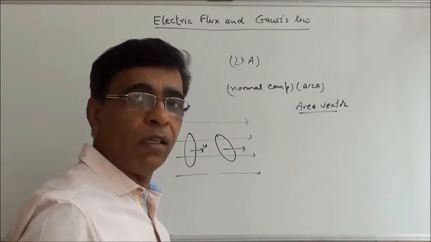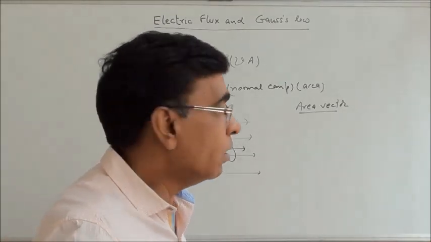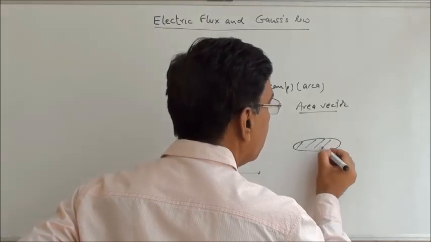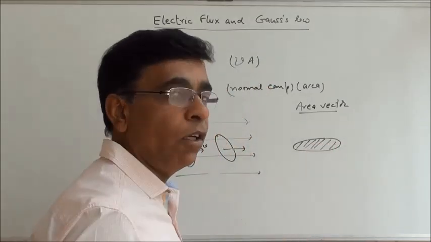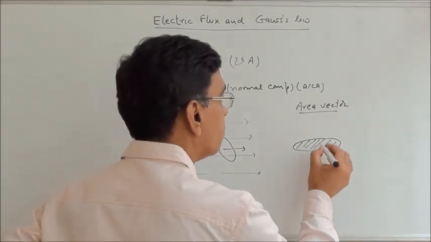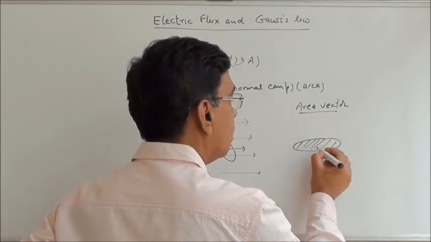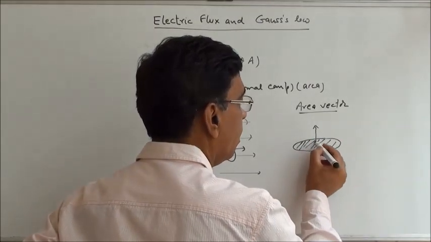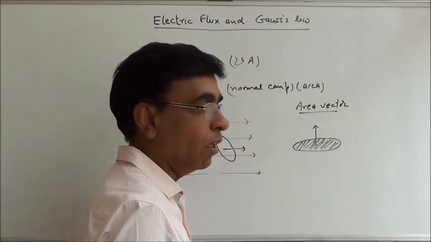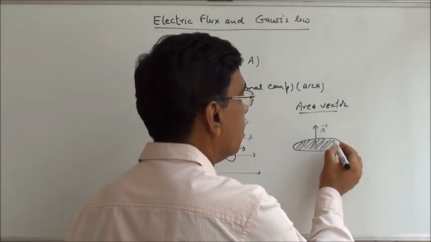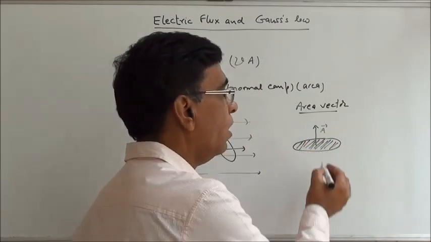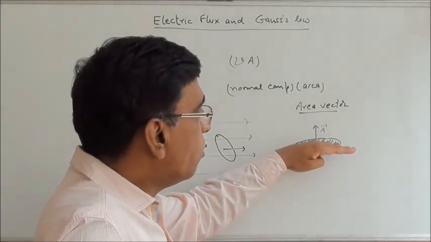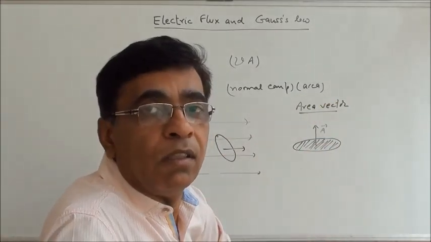So we assigned a vector to area also. If I have to find out the area vector for any given surface, we need magnitude and direction. Direction is taken perpendicular, and area magnitude is equal to the given area. So it may be like this: magnitude equal to the given area and direction perpendicular. Now perpendicular direction may also be this or this. This is very case specific.